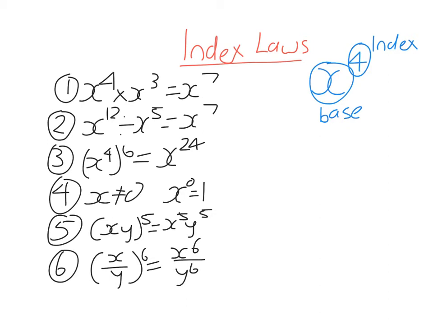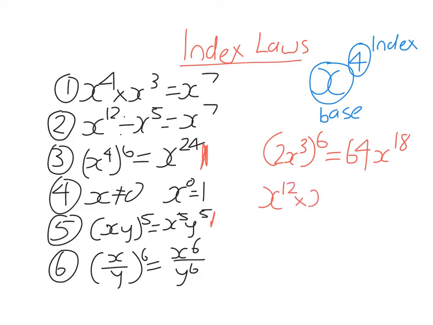Sometimes you'll have to use a couple of index laws. So for example, let's say we have something like (2x cubed) to the power of 6, okay? So we're using this index law here and this index law here. So we need to raise 2 to the power of 6. People often forget to do that. And then x to the power of 3 to the power of 6, we multiply the indices. How easy is that? We might have something like x to the power of 12 times x to the power of 9 divided by x to the power of 15, for example. So that would be x to the power of 21 using the first index law, and then we use the second index law.